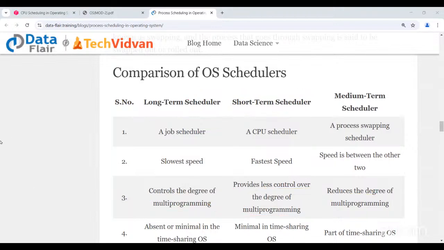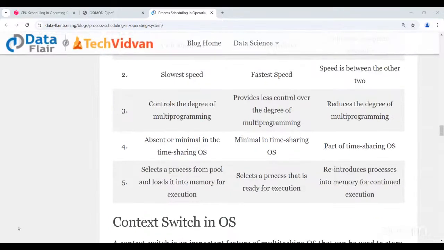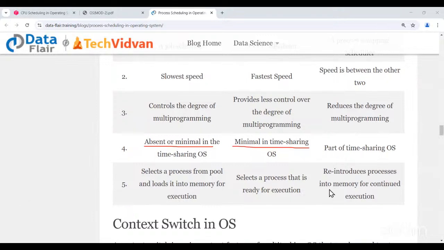Next one, the fourth point is about time sharing. It is absent or minimal in the long-term scheduler. And the short-term scheduler is minimal in the time sharing. The other one, the medium-term scheduler, will be part of the time sharing of the system.